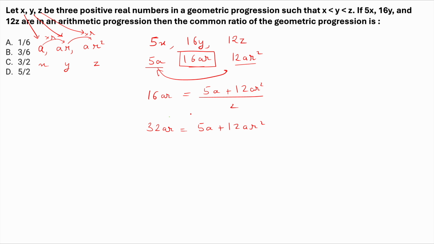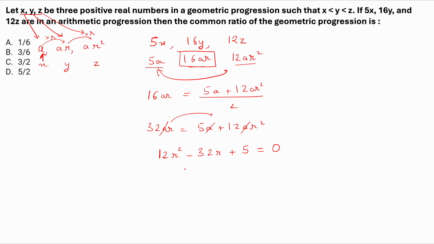Let's divide by a throughout. If I divide by a throughout, a gets cancelled. It has to get cancelled because x, that is a, is also a positive real number, non-zero. So we can cancel it out easily. This gives me 32r is 5 plus 12r square. Subtract 32r from both sides. I get 12r square minus 32r plus 5 is equal to 0.